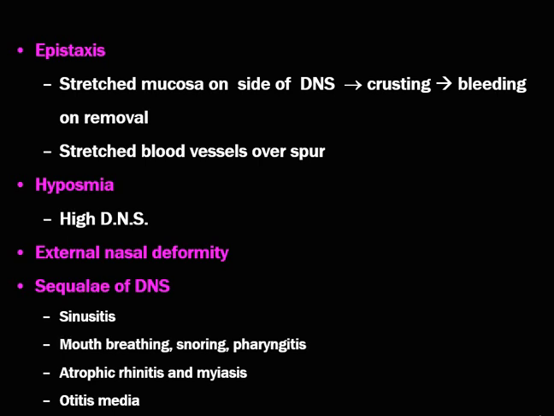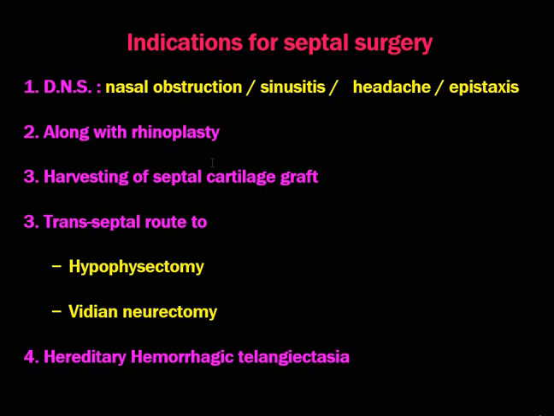Deviated nasal septum might lead to different sequelae like sinusitis, mouth breathing, snoring, pharyngitis, atrophic rhinitis, and myiasis towards the opposite side of DNS due to the big nasal cavity. Although most of the time this is theoretical only, sometimes there is otitis media due to sinusitis or eustachian tube block. Having noted all the clinical features and sequelae of DNS, let's go to indications for septal surgery. The most important indication for septal surgery is DNS leading to nasal obstruction, sinusitis, headache, or epistaxis. We also perform septoplasty along with rhinoplasty, so-called septorhinoplasty.